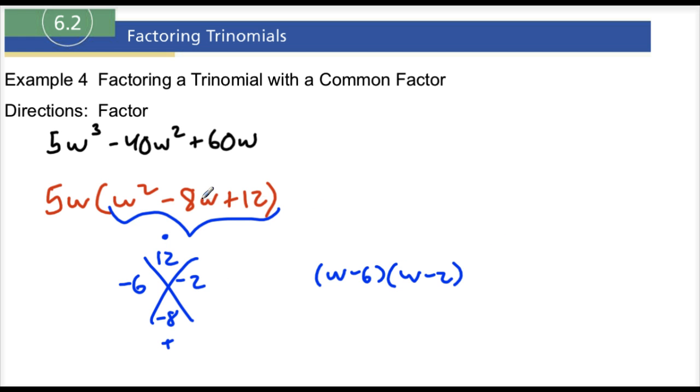Okay, so I just replaced this whole thing with w minus 6 and w minus 2, but don't forget about this guy, and then you bring down the 5w.